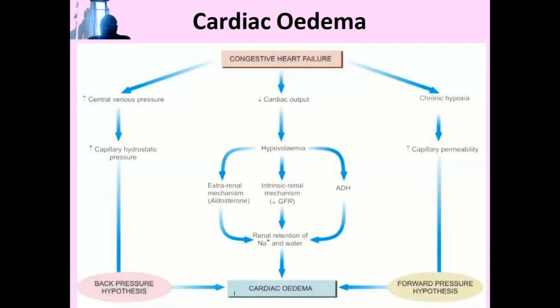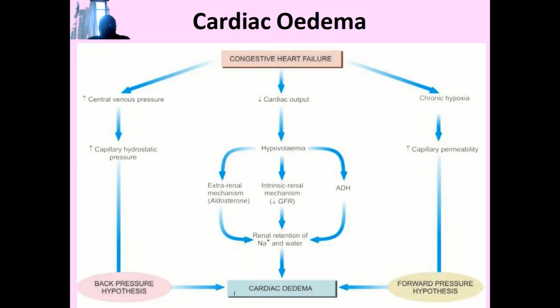Now, this is an example of how cardiac edema works. For example, you have cardiac edema that is congestive heart failure. It can follow three pathways. In this case, congestive heart failure can cause increased venous pressure. Increased venous pressure results in increased capillary hydrostatic pressure, which causes back pressure hypothesis.